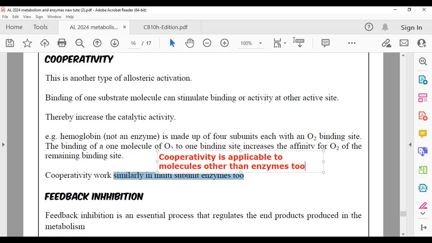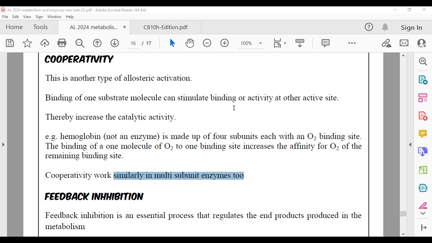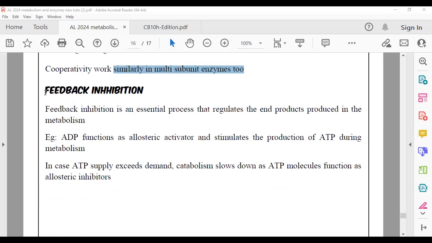Right. That is one kind, cooperativity. The speciality here is the substrate molecule working as the regulatory molecule. It is actually an activator. The substrate molecule never functions as the inhibitor. Understood? Yes, sir. Right. Last, it is a simple one. What is it?